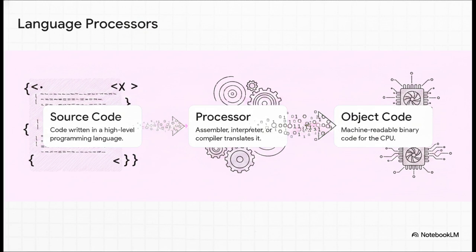So how is all this software actually made? Well, visualize a 3-step translation. Step 1, it starts as source code. This is human-readable logic typed out by a programmer in a high-level language like Python or C++. But remember, the computer's hardware only speaks binary. So step 2, it goes through a language processor, like a compiler or an interpreter. This processor digests that human code and translates it, which leads to step 3, object code. This is the pure machine-readable binary that the CPU can finally actually execute.